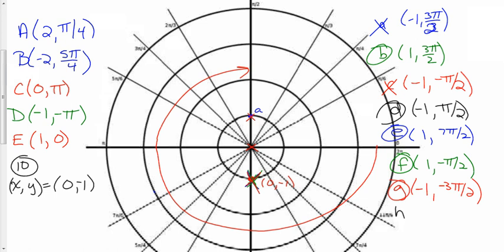Next, we have H, which is at 1 comma negative 3 pi over 2. So again, I've got the same angle, the red that I had just drawn. So this is my pole. I'm at negative 3 pi over 2 and a positive 1, which puts me up here. H is no good.